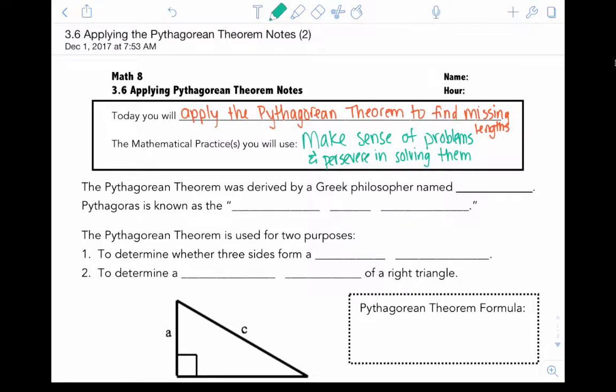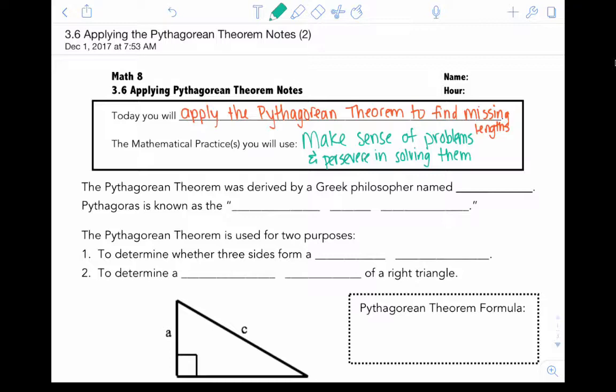For section 3.6, you're going to apply the Pythagorean theorem to find missing side lengths of right triangles in different situations. When you do this, you're going to make sense of problems and persevere in solving them. You will have a lot of application problems where you'll need to figure out which side length is missing, what you need to solve for. Some of them you'll have to draw out to figure it out. So you'll have to persevere through all of that.